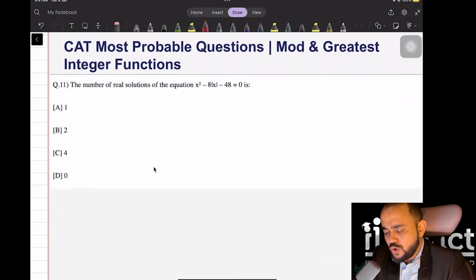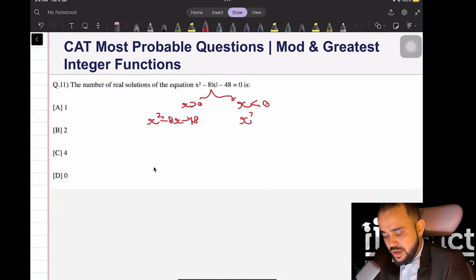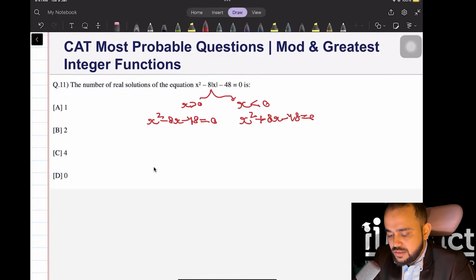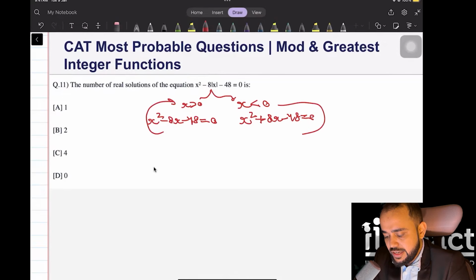The number of real solutions of the equation x square minus 8 mod x minus 48 is equal to 0. You have two choices. You can assume x is greater than 0 and write the quadratic x square minus 8x minus 48, or you can assume x is less than 0 and write x square plus 8x minus 48 is equal to 0. You solve two separate quadratics, you find your answers, then check it back again and again.